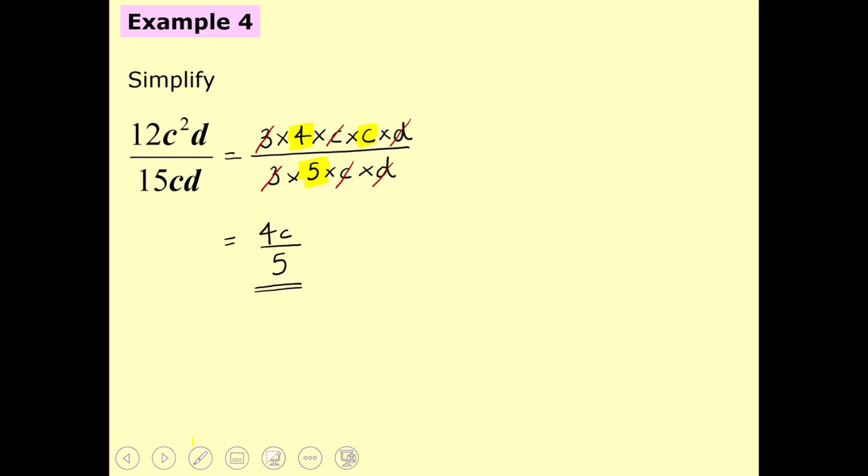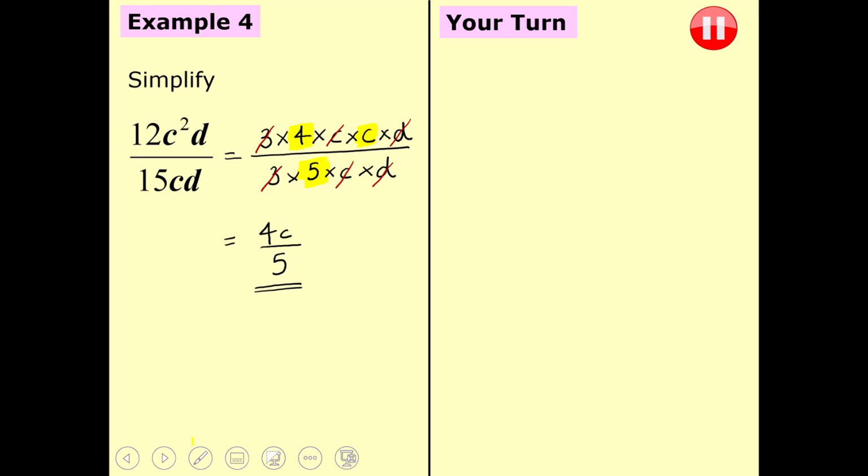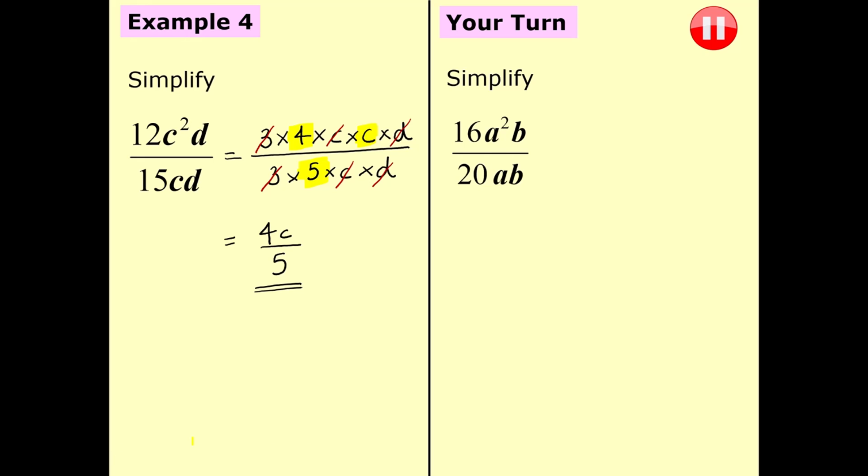Okay, again using this example to help you, if you pause the video here and simplify 16a squared b over 20ab.